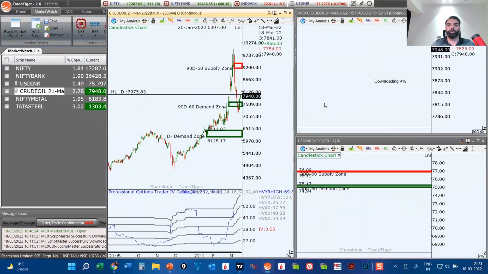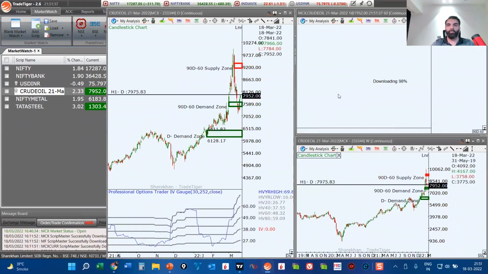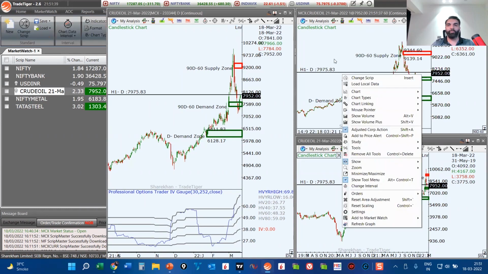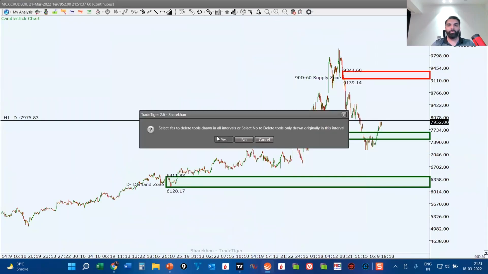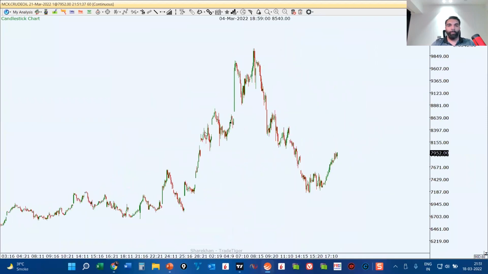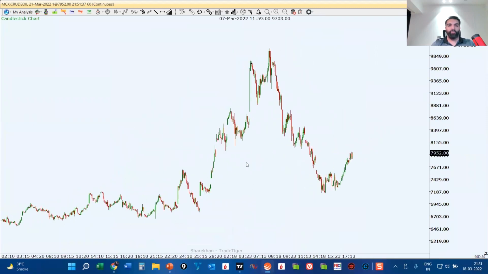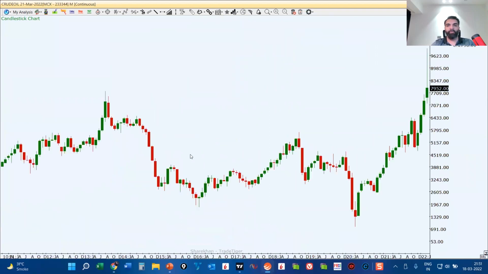All right, let's move on to crude oil. And this is also the most stocked market after whatever happened. Let's have a look over here on crude oil. So crude oil is currently reacting from a higher time frame level of demand, right?